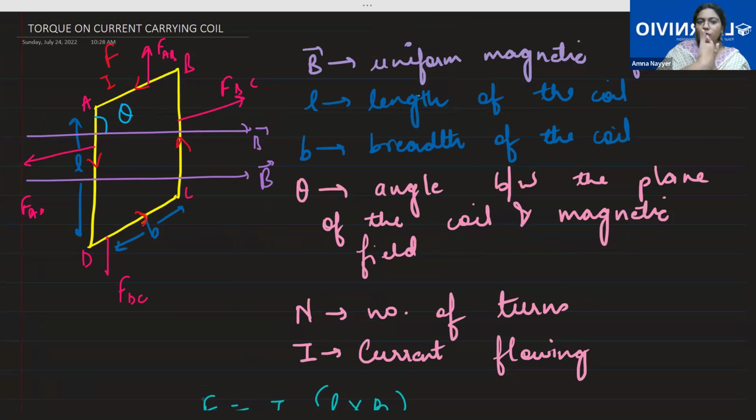Now, the magnetic field is towards the right side. This coil is coming outwards. Look at this part. The coil is present like this. Current is coming towards me, so I'll take my hand like this and curl the fingers towards the magnetic field. Where is the thumb pointing? Upwards. So that's why this force is upwards.